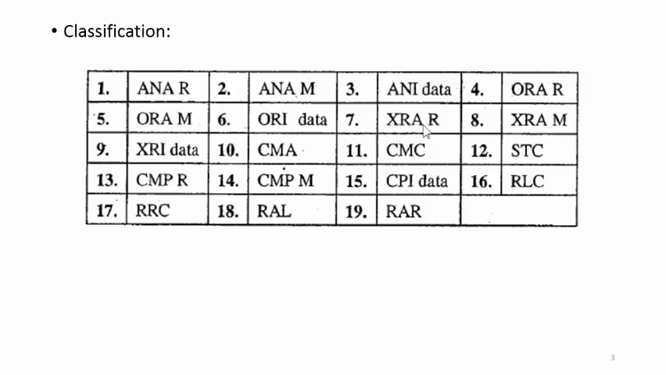XRA R, XOR accumulator content and the specified register, and the XORing result is in the accumulator. XRA M, accumulator content and memory pointed content get XORed and the result is in the accumulator. Like ANI, ORI, there is XRI, XOR immediately: the accumulator content gets XORed with immediate data, or the data which is available in the operand field.